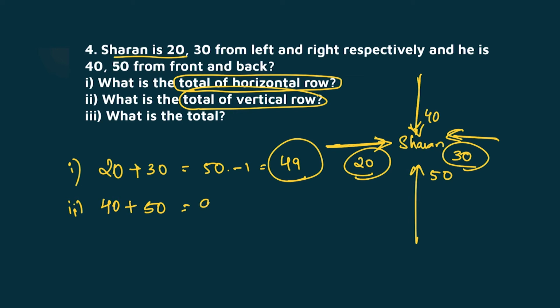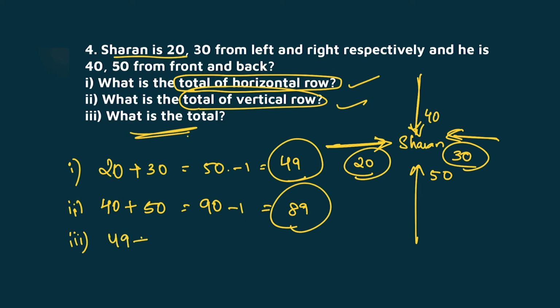So total 90. So here once again Sharan is counted twice, from front as well as from the back. So 90 minus 1 is equal to 89. So what is the total now? Just add horizontal and vertical rows, you will get the total strength. 49 plus 89, which is equal to 138.